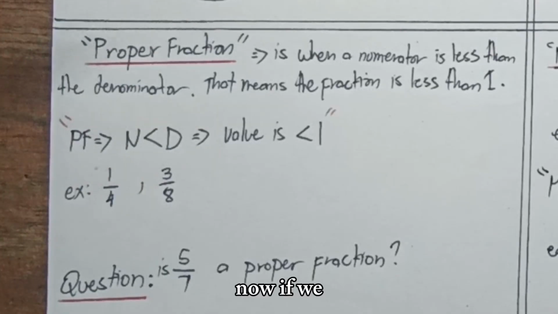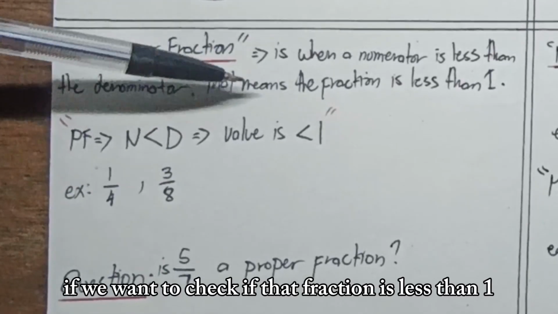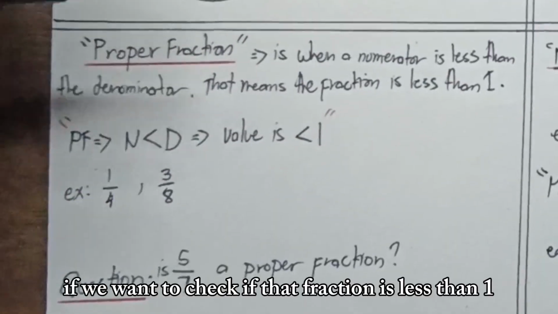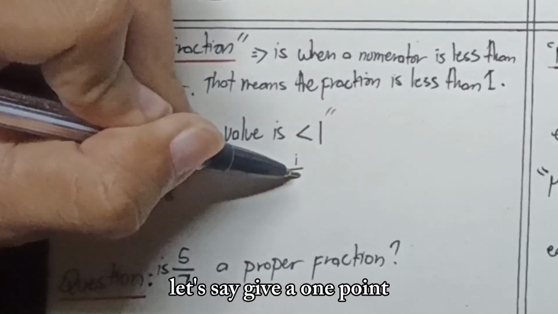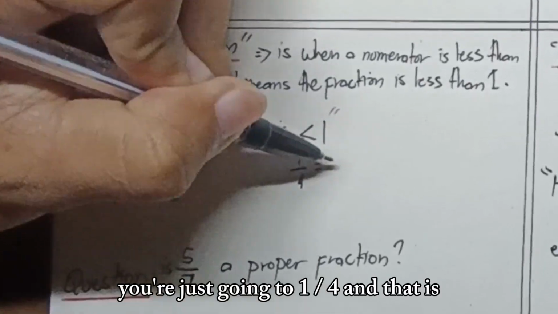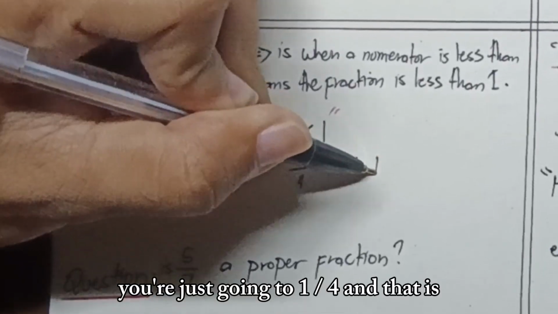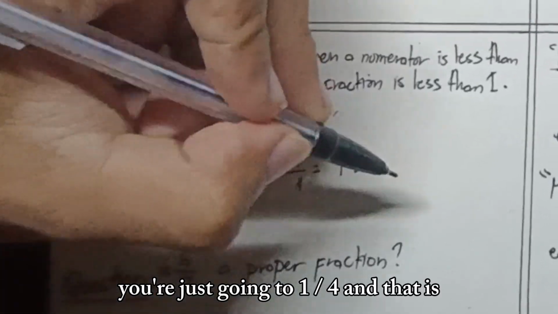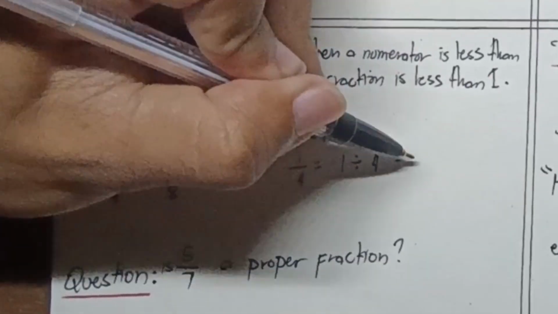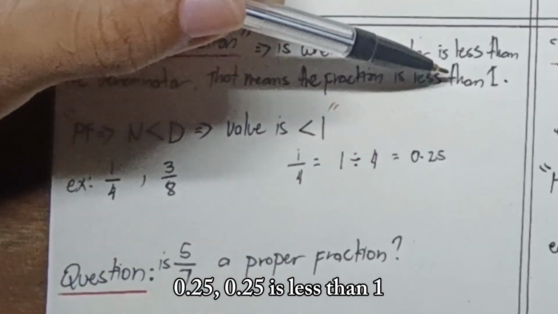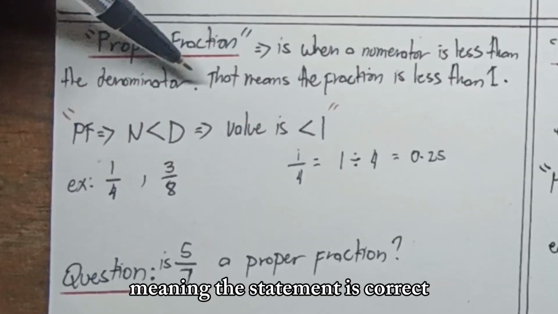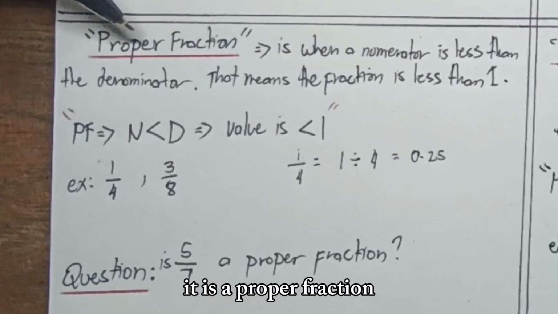Now, if we want to check if that fraction is less than 1, we're just going to divide. Let's say 1/4. We're just going to divide 1 by 4, and that is 0.25. 0.25 is less than 1, meaning the statement is correct. It is a proper fraction.